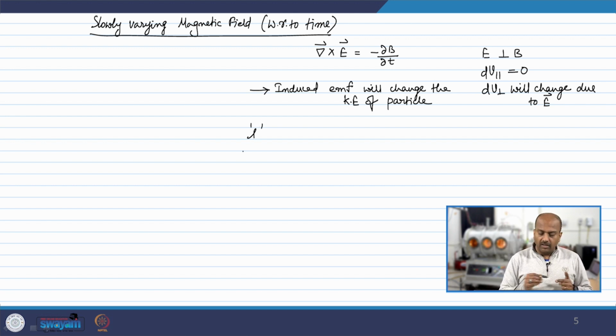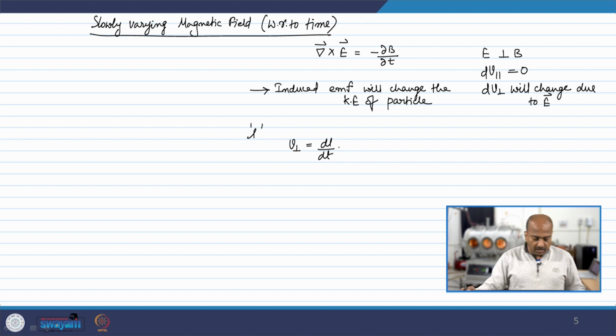So, the particle is traveling along a length L. Now, since the particle is moving perpendicular to the field itself, we can say that the perpendicular component of the velocity, V perpendicular, is the rate of change of position, right? So, dl by dt. We will assume that the parallel component will be unaffected by the magnetic field, and the perpendicular component will be picked up by the electric field, right.